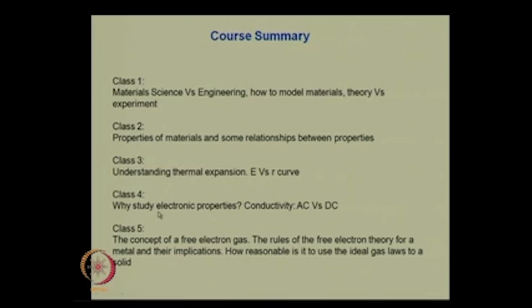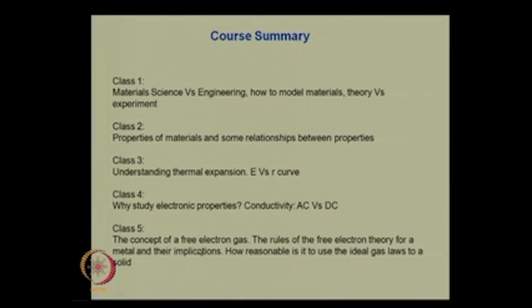After that we got on to electronic properties, which required us to look at a lot of background material, but we started off by trying to understand why there is such a focus on electronic properties, and in particular, if you are looking at conductivity, the fact that there is AC conductivity and DC conductivity, what the similarities and differences between them are, and under what conditions one way of measuring it is more relevant than the other. So we did that in some detail.